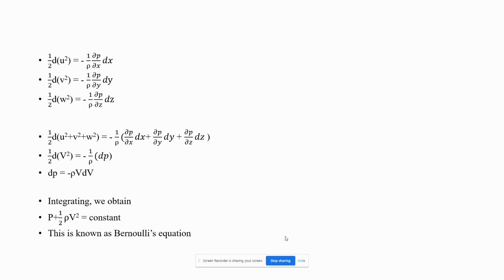Similarly, we can write for the other directions, y and z, and combining all those equations, we obtain dp equals minus rho V dV. Integrating this equation, we obtain p plus half rho V square equals constant. This is known as Bernoulli's equation.